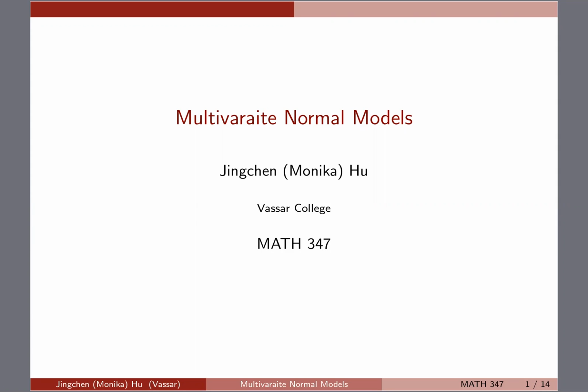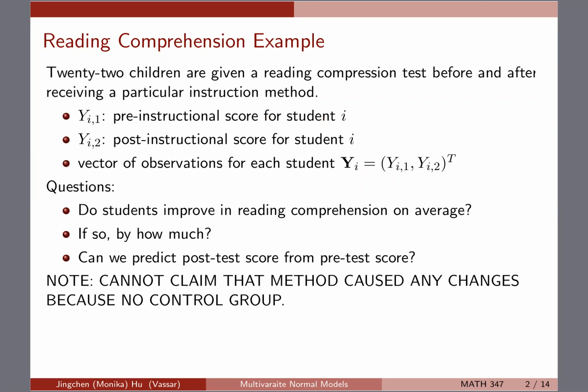But I do want to talk about them first. So the example, just follow the textbook again so you can go back to read it as well. It's about reading comprehension. It's about school students, especially just children. They're given a reading comprehension test before and after a particular instruction method. So naturally, you have two sets of scores, right? But they're linked because it's the same child before and after. So it makes sense to model them jointly.